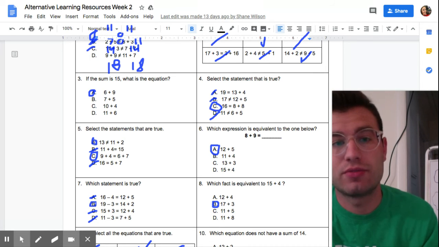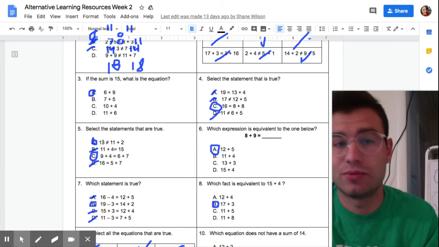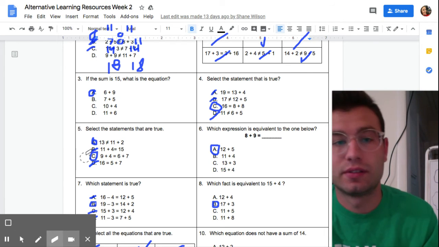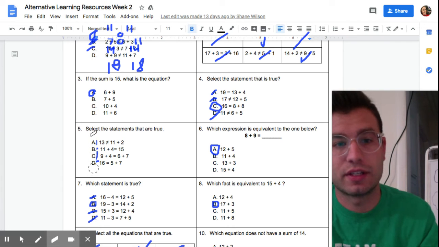Why is A true? Because 13 is not equal to 11 plus 2. I think I'm wrong. 13 is not equal to 11 plus 2. Yeah, we need to change that, don't we? Sorry, I got confused there for a second. Let's do number 5 here together.